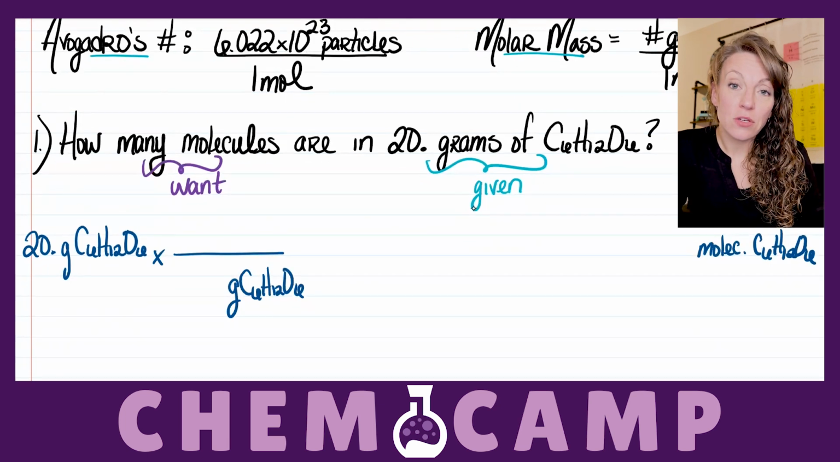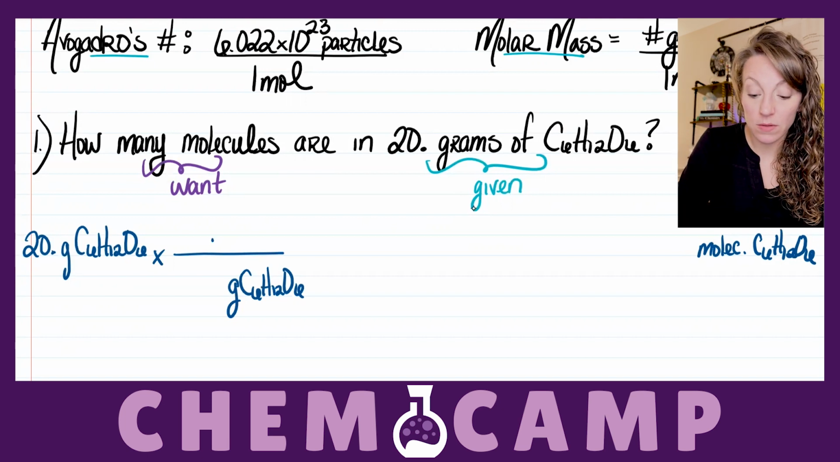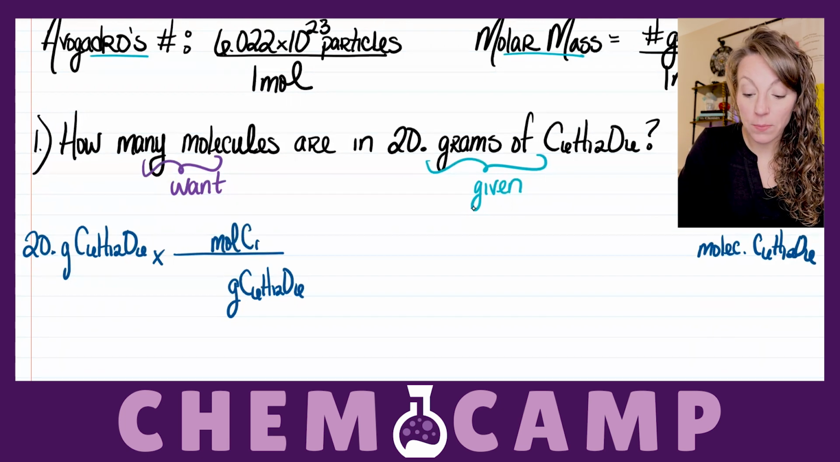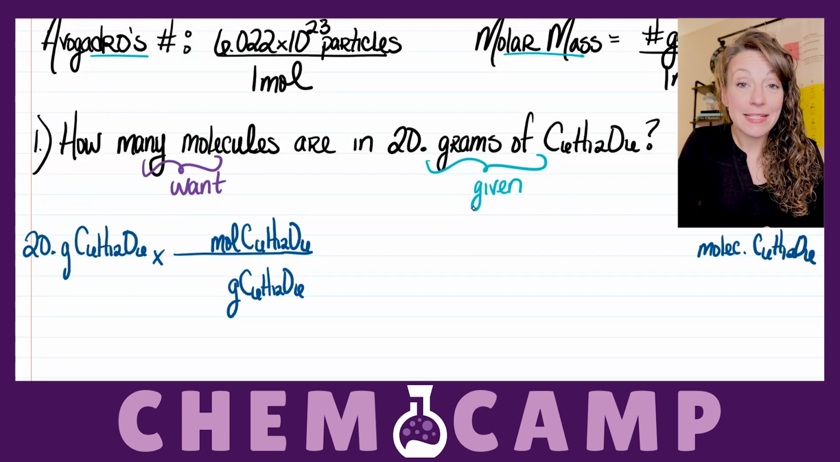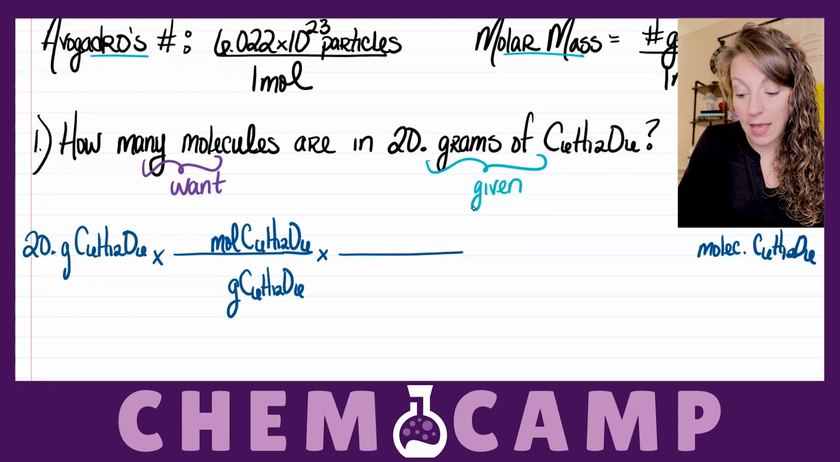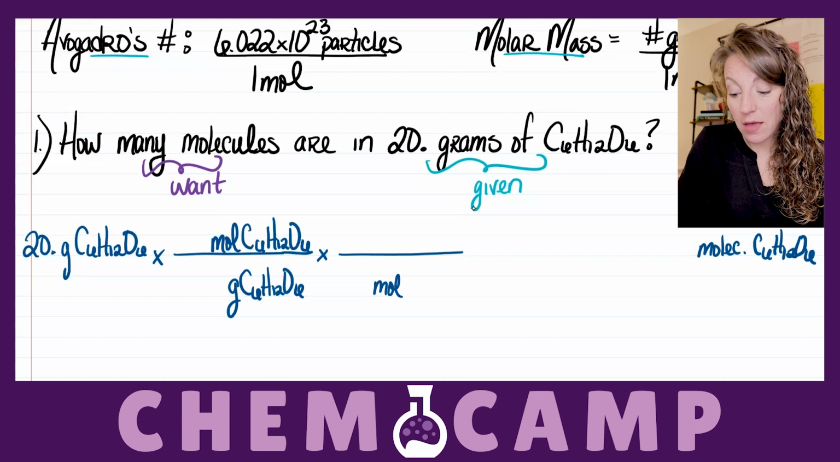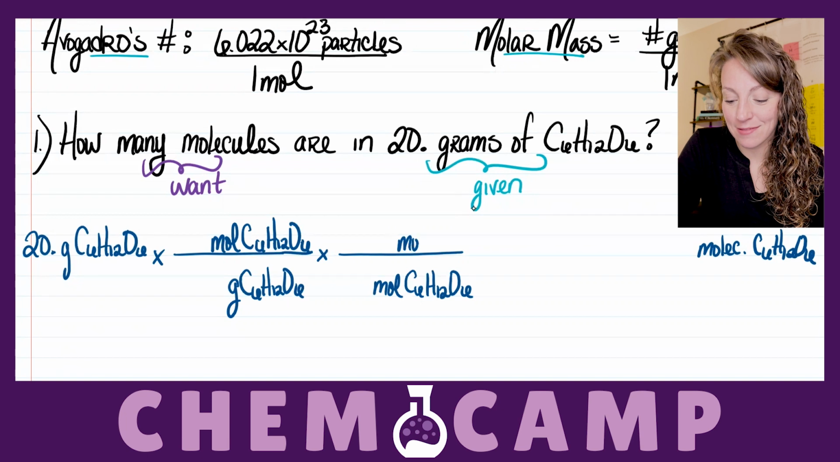Now I don't have a ratio that gets me directly from grams of a substance to molecules of it. However, I can go from grams of a substance to moles of that same substance. So I'm going to put mole of C6H12O6 at the top of that ratio. However, that's still not the unit I really want, so that tells me I need another ratio. And I'm going to bring down mole of C6H12O6 to cancel. Now, I can go from mole to molecule now.